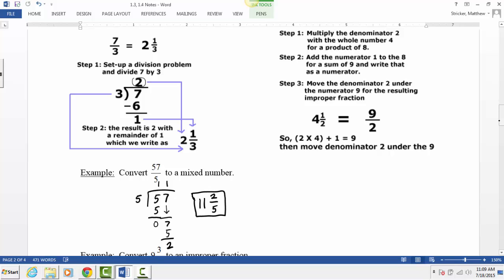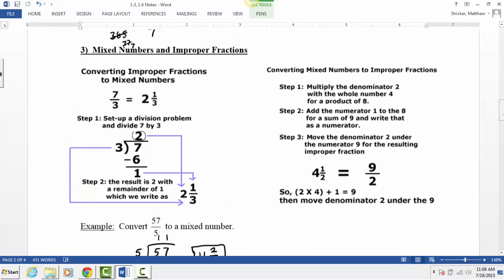Okay, we're also going to talk about how to convert the opposite way. How do we convert that mixed number back to an improper fraction? And it's a 3-step process. Most of you have probably done this many times before.